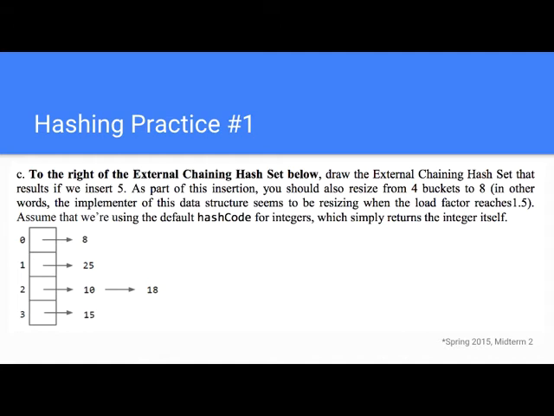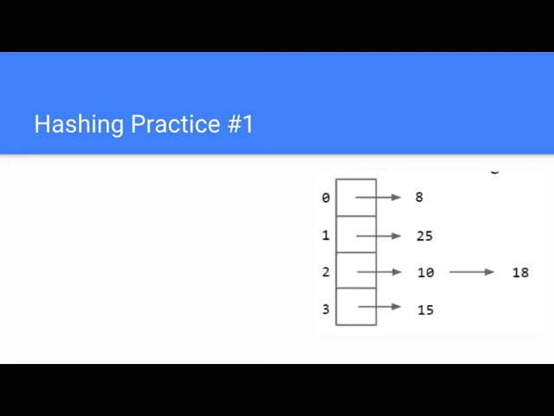Okay. So we'll go over the process of solving this problem. First, we need to find the hash code of every number that we're inserting into our hash table. The problem said the hash code is the integer itself. So the hash code of this number 8 is 8, and we do 8 modulo 8 because the size of our new array is 8. So 8 modulo 8 is 0.